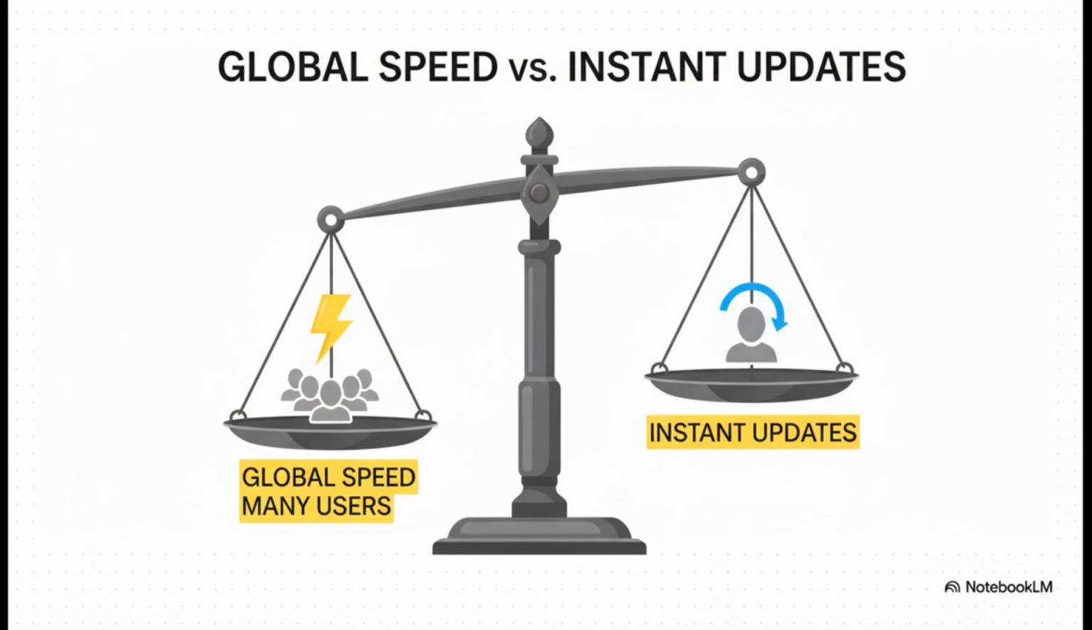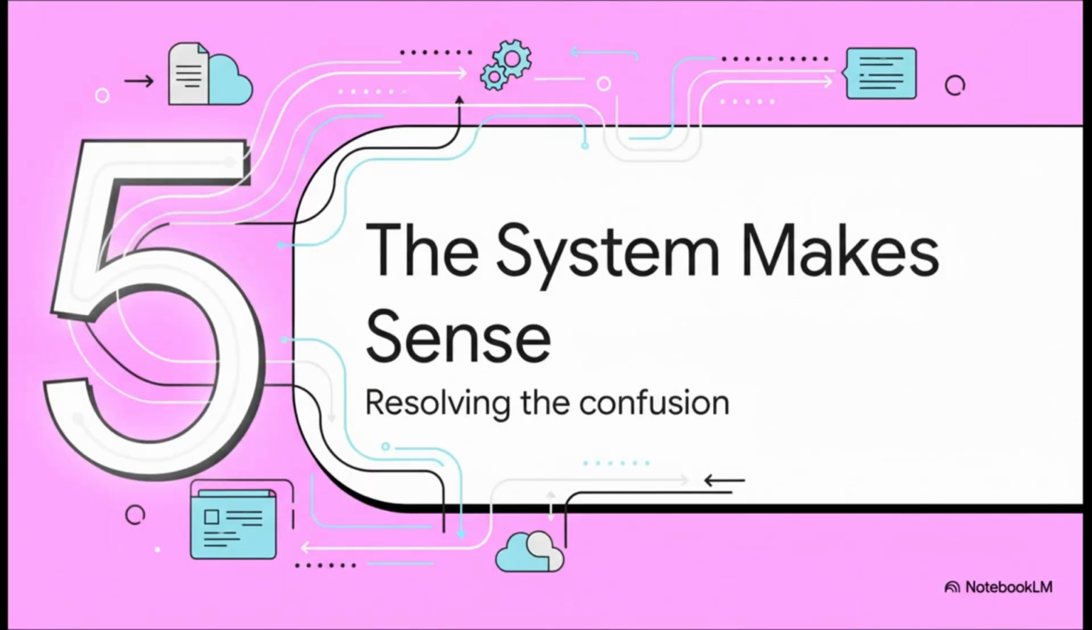So here it is, the crucial trade-off. The system gains incredible speed and efficiency for millions of users at once. But what it gives up is the ability to react instantly when just one of those users clears their local private cache. Okay, so with this new picture of the system, with this hidden layer, that weird, frustrating experience starts to actually become logical. Let's walk through it one more time.